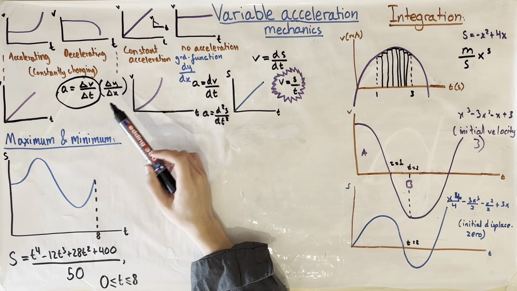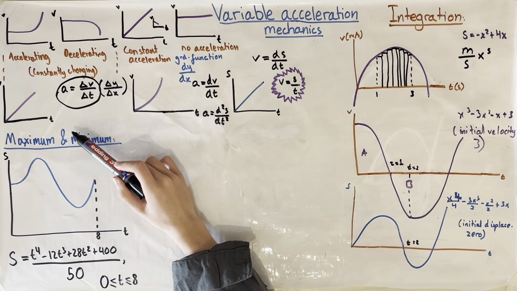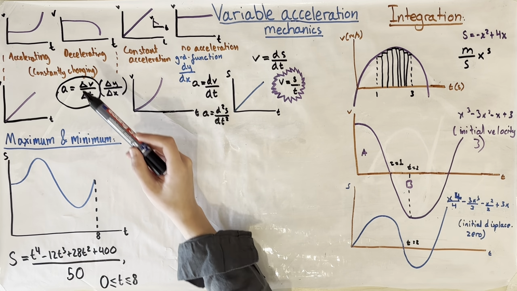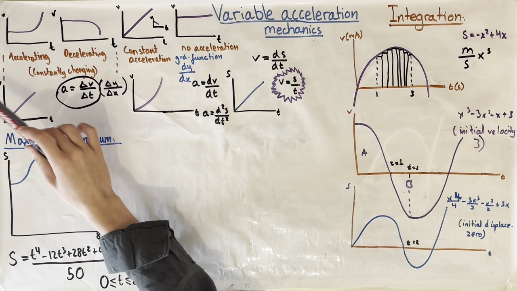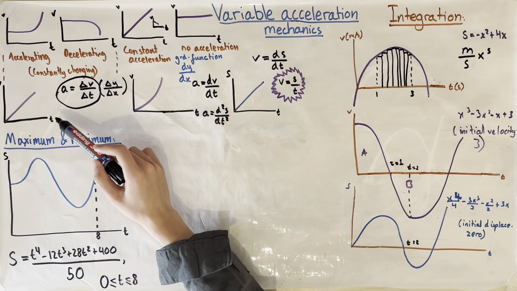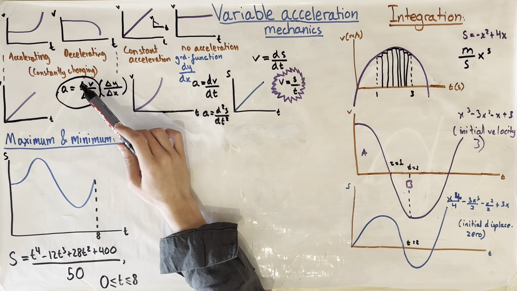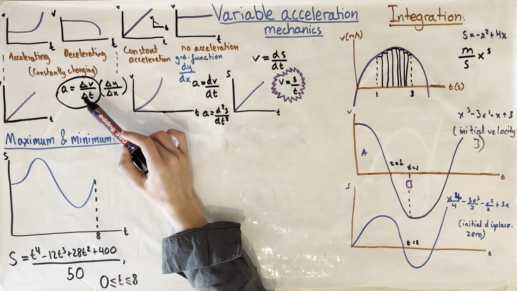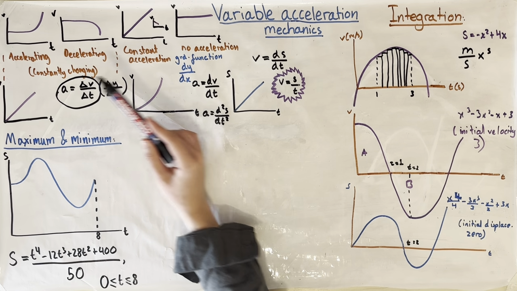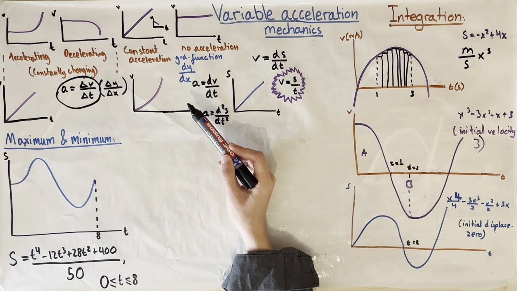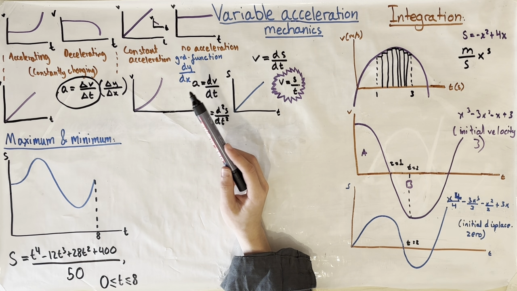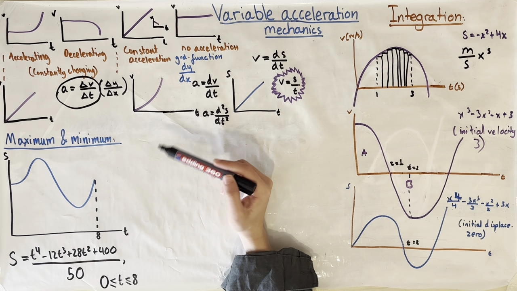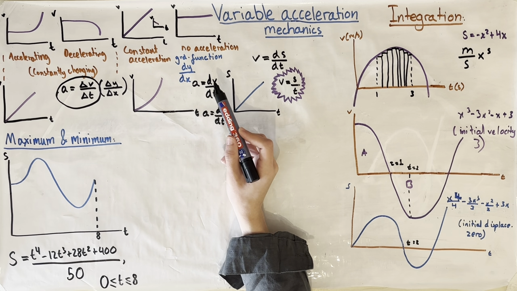Okay, so we know that in a velocity time graph, the gradient is going to be the change in y over the change in x, and our y value is v and our x value is t, which means that the change in velocity over the change in time equals acceleration. So to find the acceleration from a velocity time graph, we can use the gradient function. And this is where we get acceleration equals dv over dt.